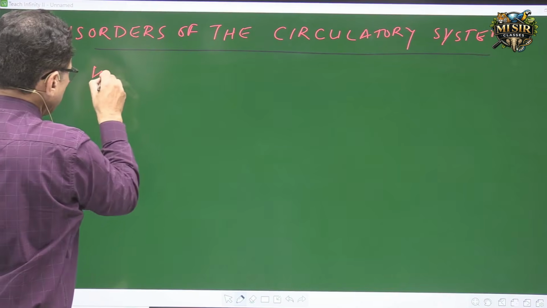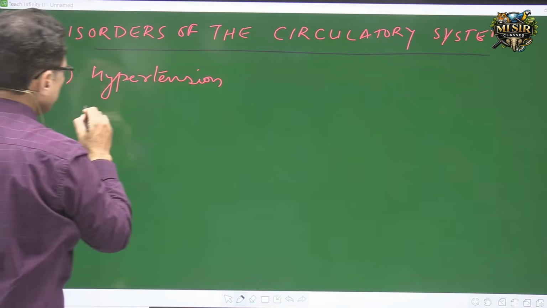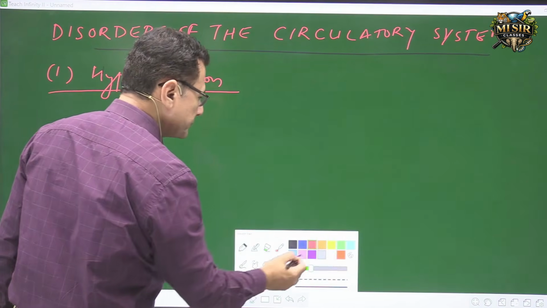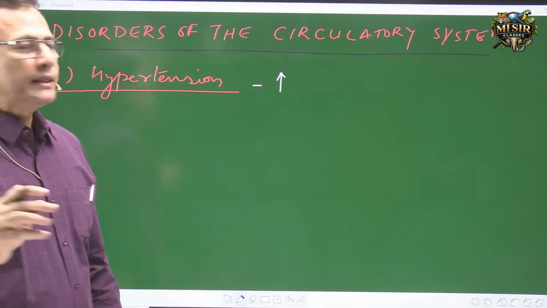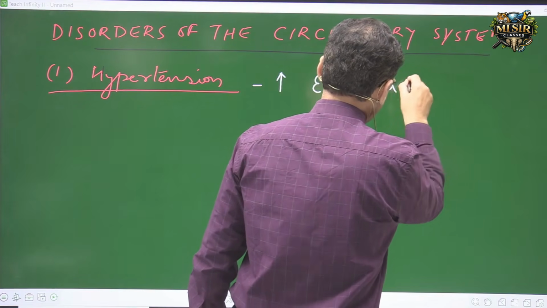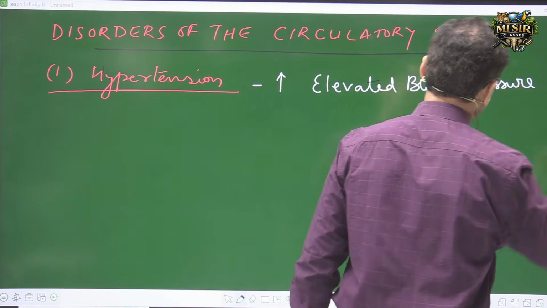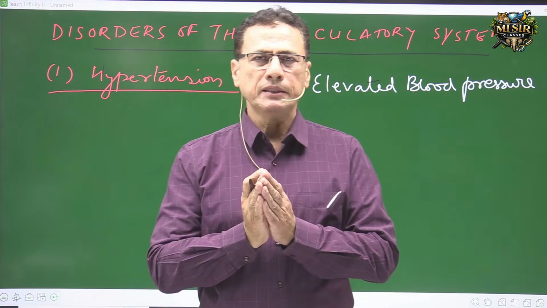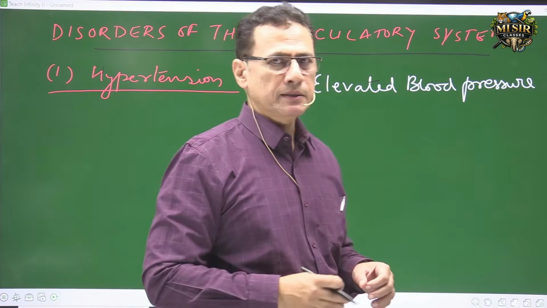One is hypertension. What is hypertension? To understand this, a simple word, that is elevated blood pressure. What is blood pressure? It is the pressure exerted by the blood which is being pumped out of the heart by ventricles on the wall of blood vessels. It is called blood pressure.